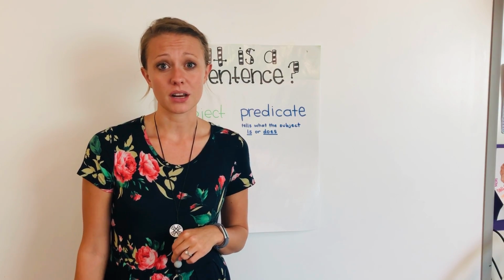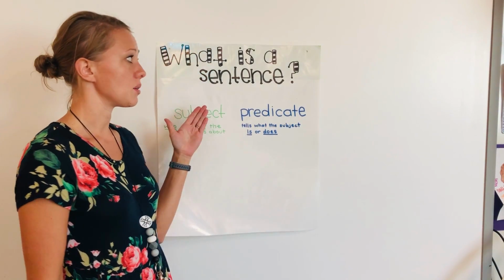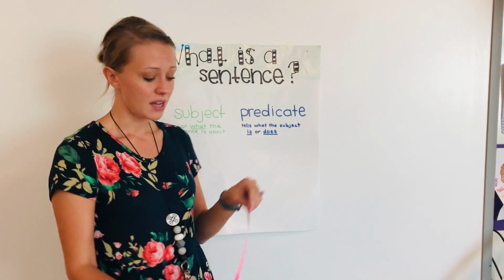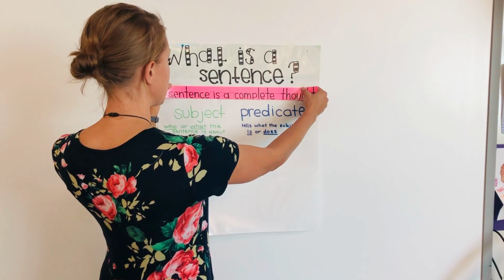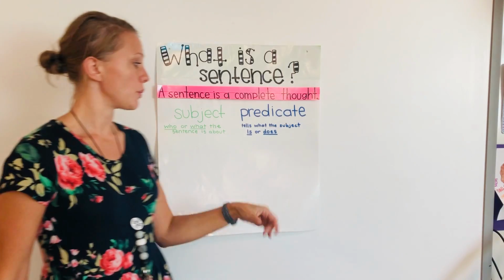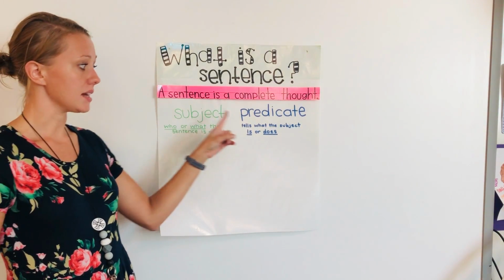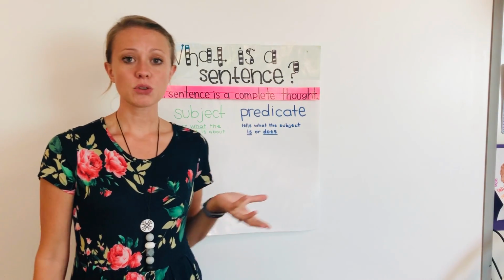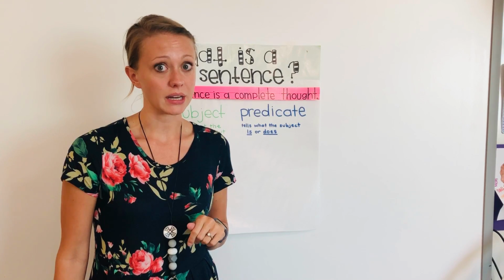So let's get started. First of all, we need to think, what is a sentence? A sentence is a complete thought. And that means it has both a subject and a predicate. Let's review what a subject and a predicate is.